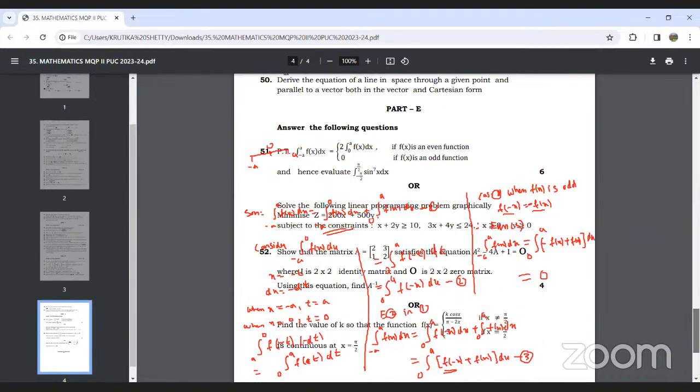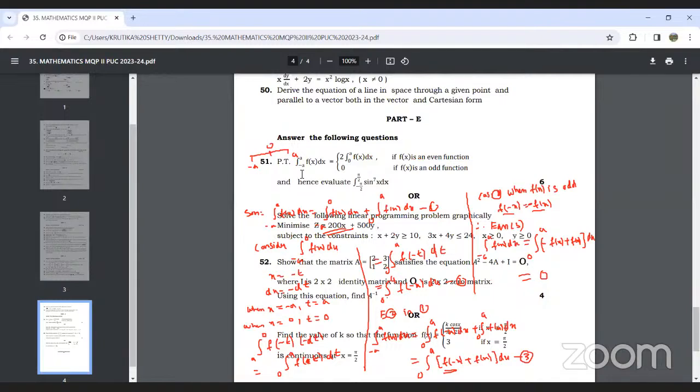So the 51st question. Here, for the integral from minus a to a of f of x dx, when it is an even function, it will be 2 times the integral from 0 to a of f of x dx, or it will be equal to 0 when f of x is an odd function. And then we need to evaluate, hence, evaluate the integral from minus pi by 2 to pi by 2 of sine raised to 7x dx. Now see, it's very simple.